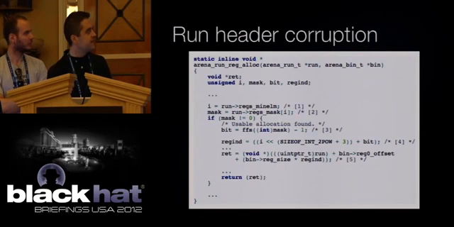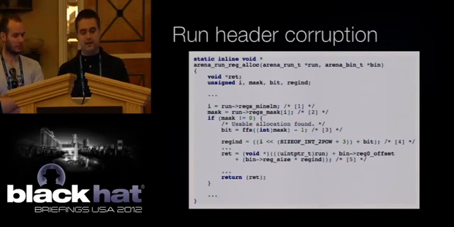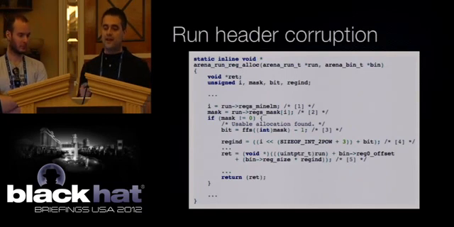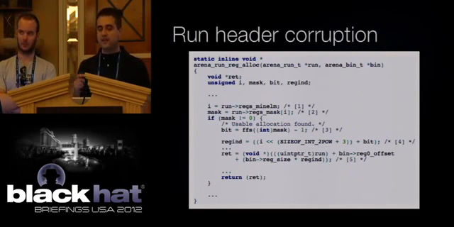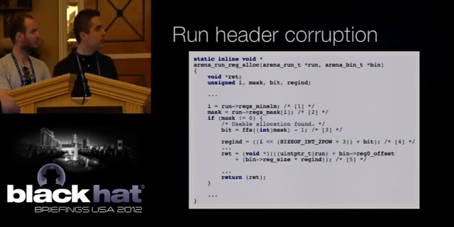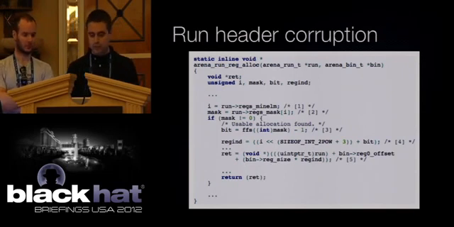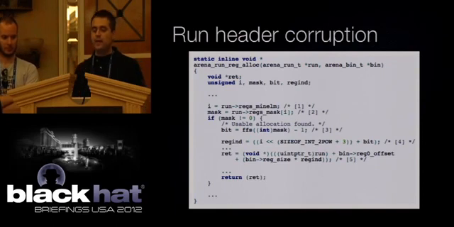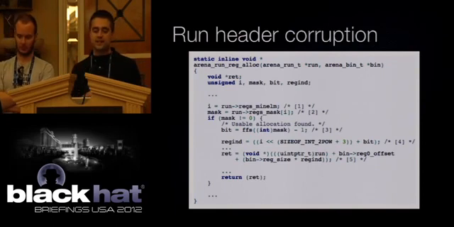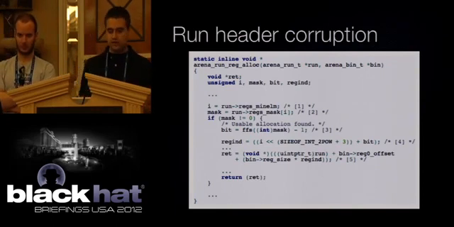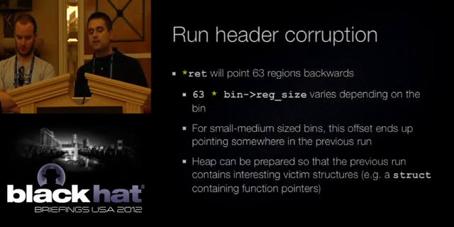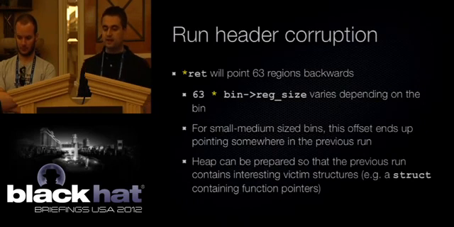Then this arithmetic that happens here is basically done by jemalloc to locate the next available free region on the run. But since we control this element here, we are able to make it return a region that is basically 63 slots backwards. But this obviously depends on the size of the region that the specific run is handling.